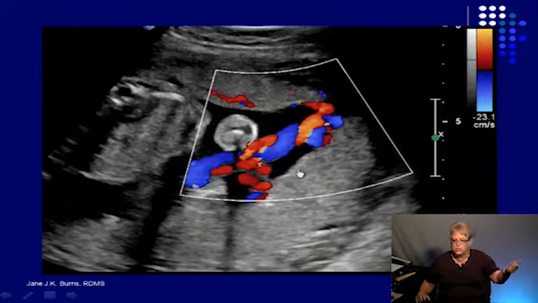And if you don't have color on your machine, just turn up your overall gain. You'll see the blood flowing. You'll see the movement.